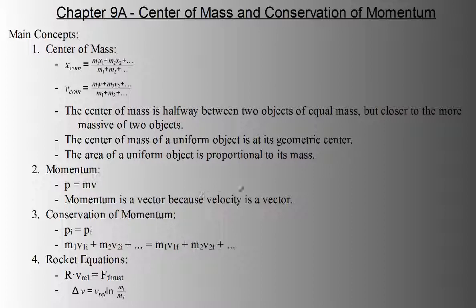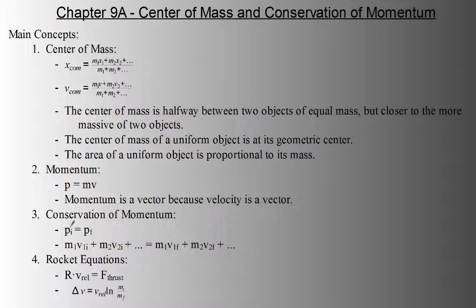Momentum is a vector because velocity is a vector. So when you add momentums up, you have to keep them in component form. And also for conservation of momentum, these equations only hold true in one direction. So if you have momentums at strange angles, then you'd have to do momentum x equals momentum x, momentum y equals momentum y. Speaking of which, the third main concept is conservation of momentum, and that says that any momentum in a system is conserved.